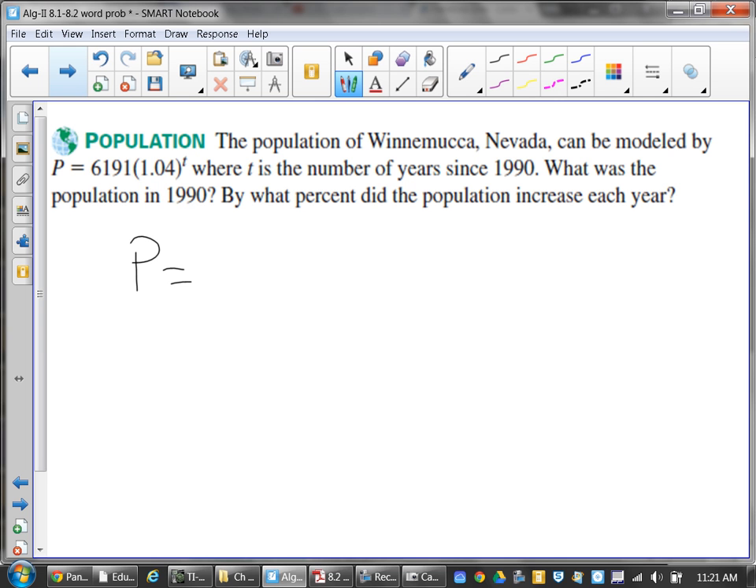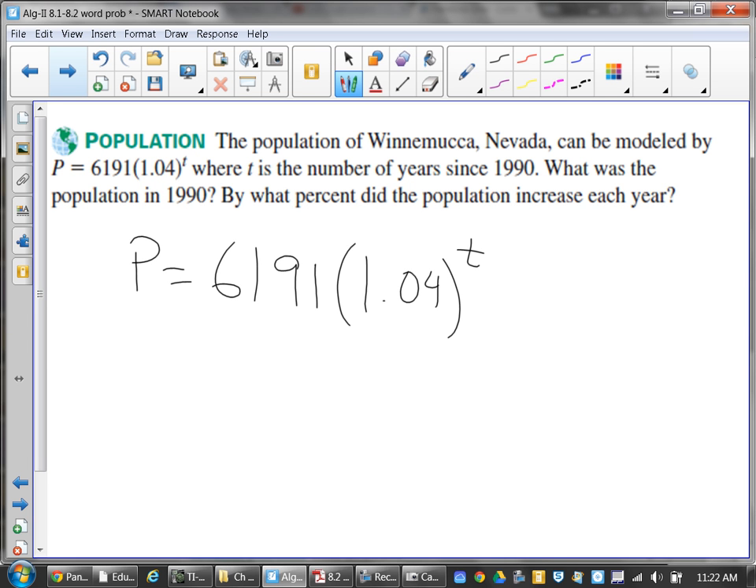Your population is 6191 times the quantity 1.04 to the t. And that's the thing, a lot of times they give you the model right up front. They're not asking you to create the model. We'll do that later, given specific data sets. And then they say t is the number of years since 1990. So 1990 is year 0. Does that make sense?